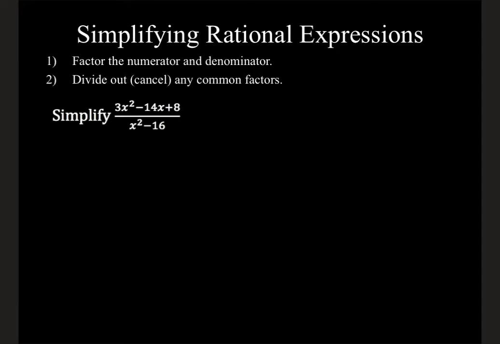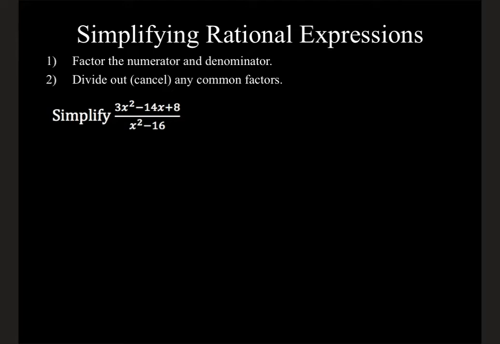First, let's look at simplifying rational expressions. There are two steps to this. The first is to factor the numerator and the denominator, and we do these two separately. The second step is to divide out or cancel any common factors. I always suggest trying to factor the side that's easiest to factor first, because it could give you an idea of what a factor of the other one might be.